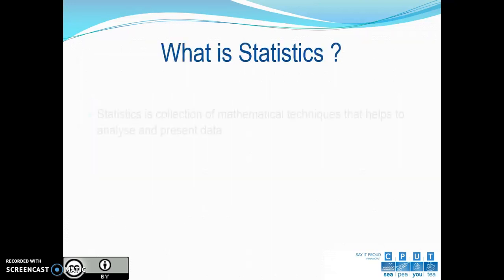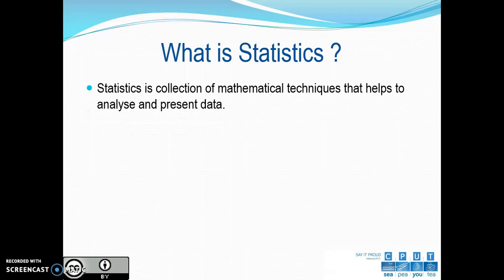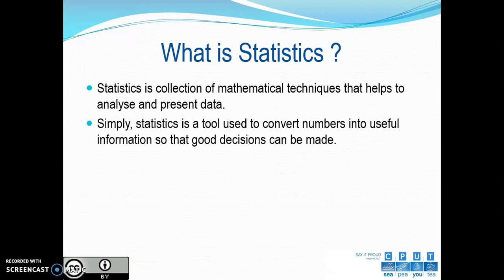What is statistics? In our daily lives, we come across numbers, but sometimes it is not easy to make sense of what these numbers mean. This is where statistics comes in. Statistics is the collection of mathematical techniques that help to analyze and present data in a manner that is understandable by everyone. In simple words, it is a tool organizations use to convert numbers into useful information so that good decisions are made.